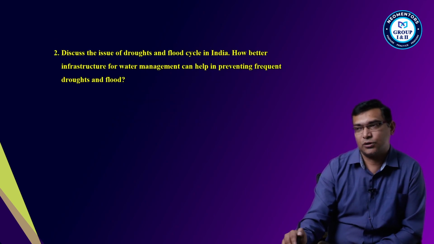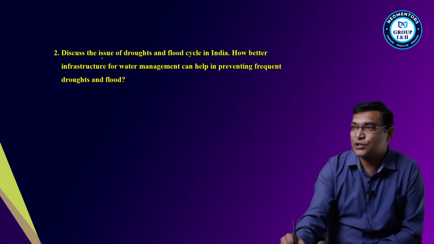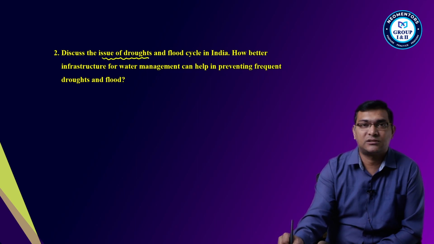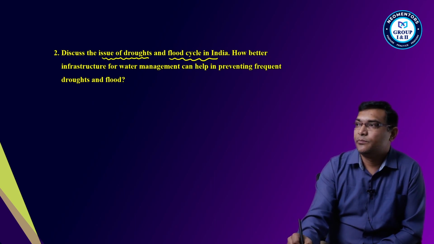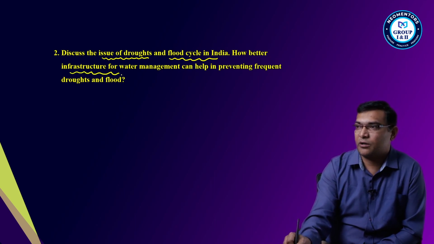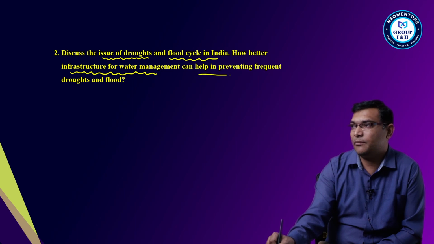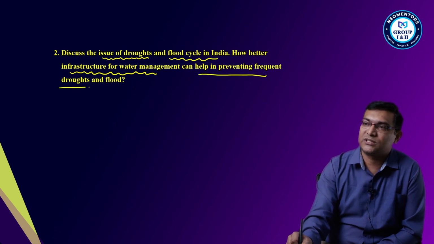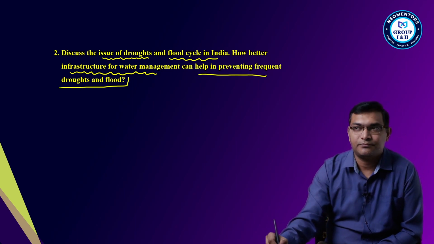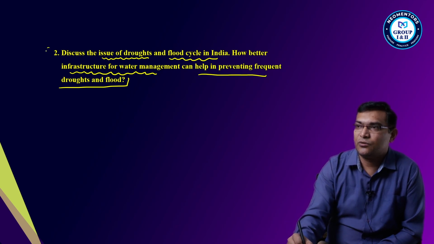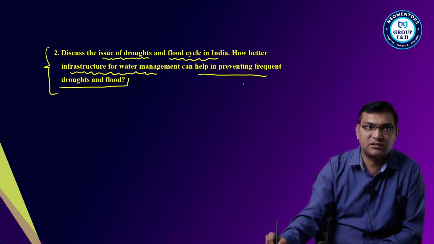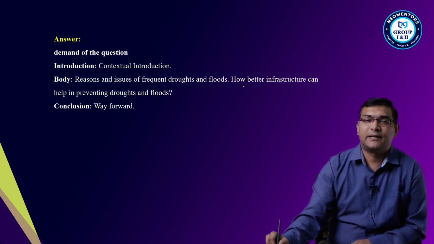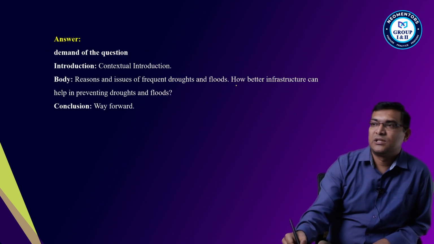Let us discuss the second question. Discuss the issues of the drought-flood cycle in India. How can better infrastructure of water management help in preventing frequent droughts and floods? So how are they going to prevent your frequent droughts and floods? This is your first thing. Now, what is the demand of the question?